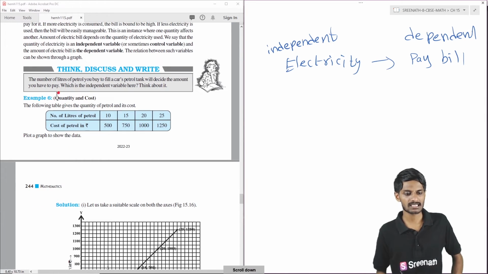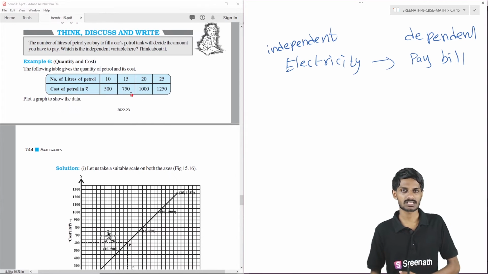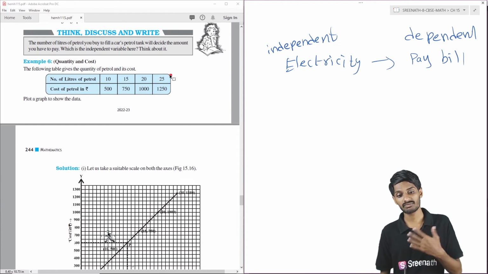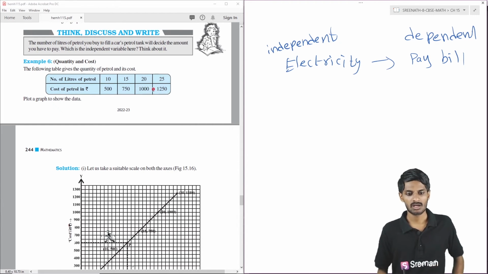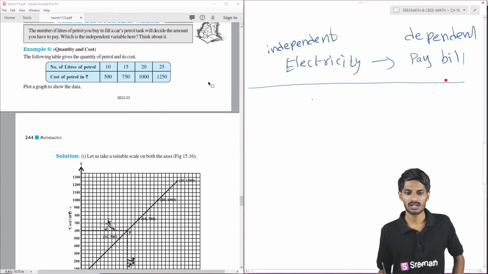So here we will consider the example of quantity and cost. The cost of petrol, students: for 10 liters of petrol, the cost is 500. For 15 liters of petrol, the cost is 750. For 20 liters of petrol, the cost is 1000. For 25 liters of petrol, the cost is 1250, students. Okay, this is the scenario, students.